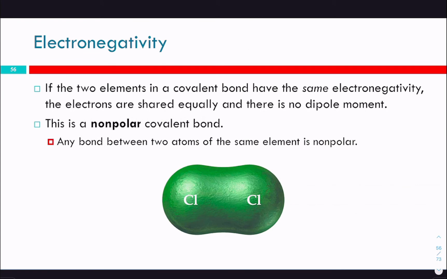Like we saw with the carbon and hydrogen bond, if that difference is small, there's not going to be a dipole moment, and so there are no poles. It's a nonpolar bond, a nonpolar covalent bond. And any bond between two atoms of the same element is going to be nonpolar, because they have the exact same electronegativity, so they're going to be equally sharing those electrons.